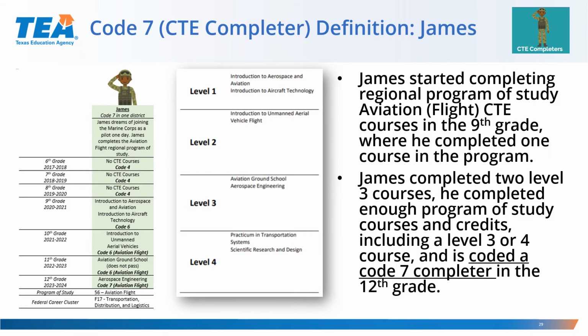In this scenario, James wants to be a pilot in the U.S. Marine Corps, so he planned ahead and focused on his CTE education in the Aviation Flight Regional Program of Study. Because his ESC region is approved for the regional program of study, James was able to be coded a Code 7 completer. James completed 2 Level 3 courses. He completed enough program of study courses and credits, including a Level 3 or Level 4 course, and is coded a 7 completer in the 12th grade.